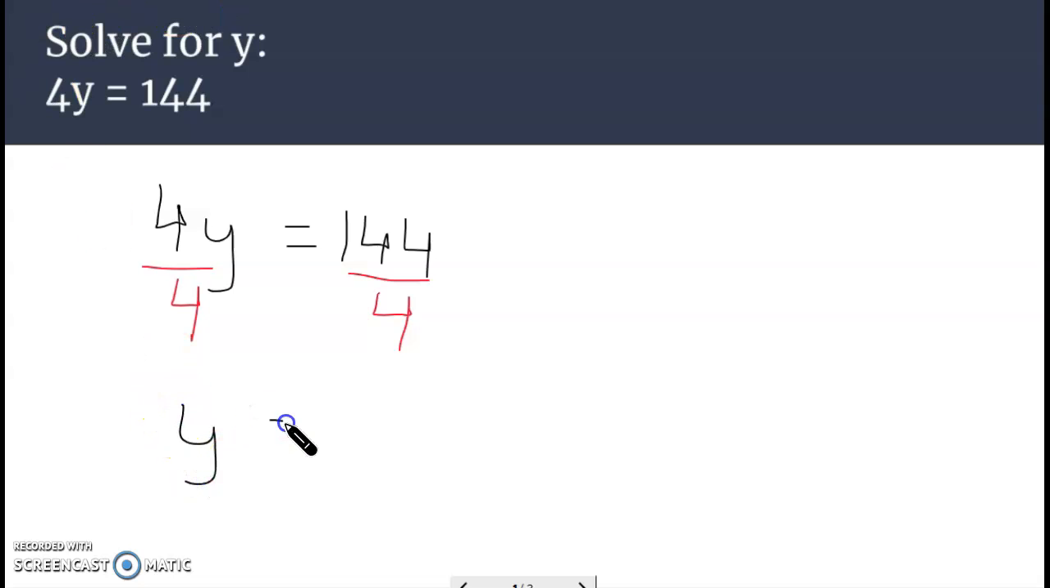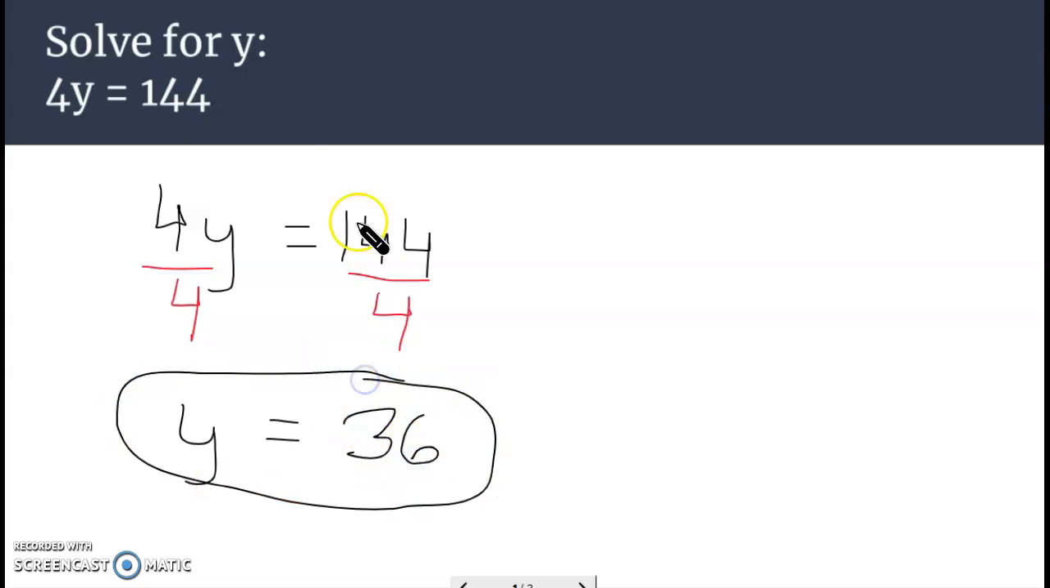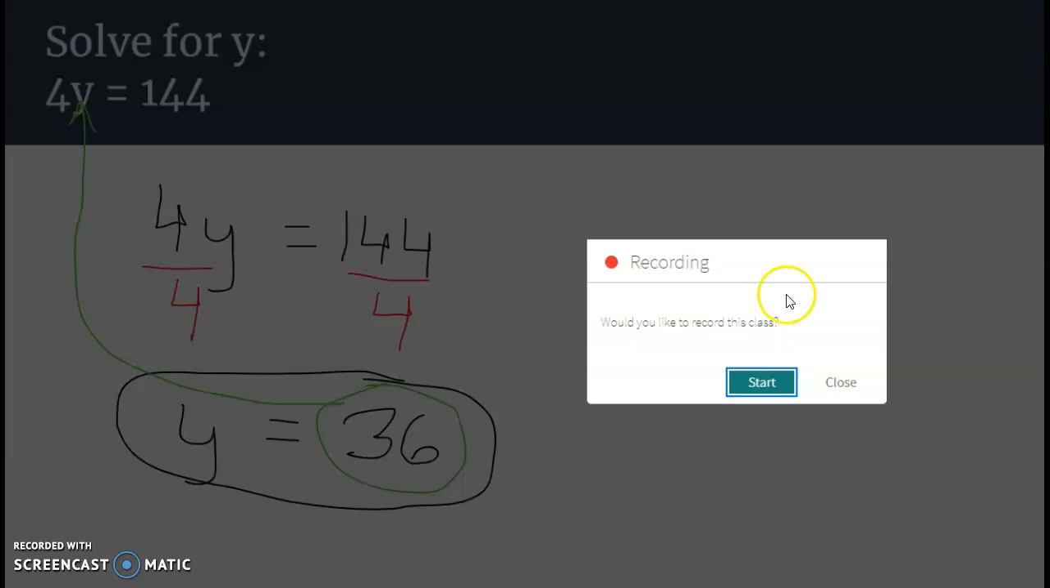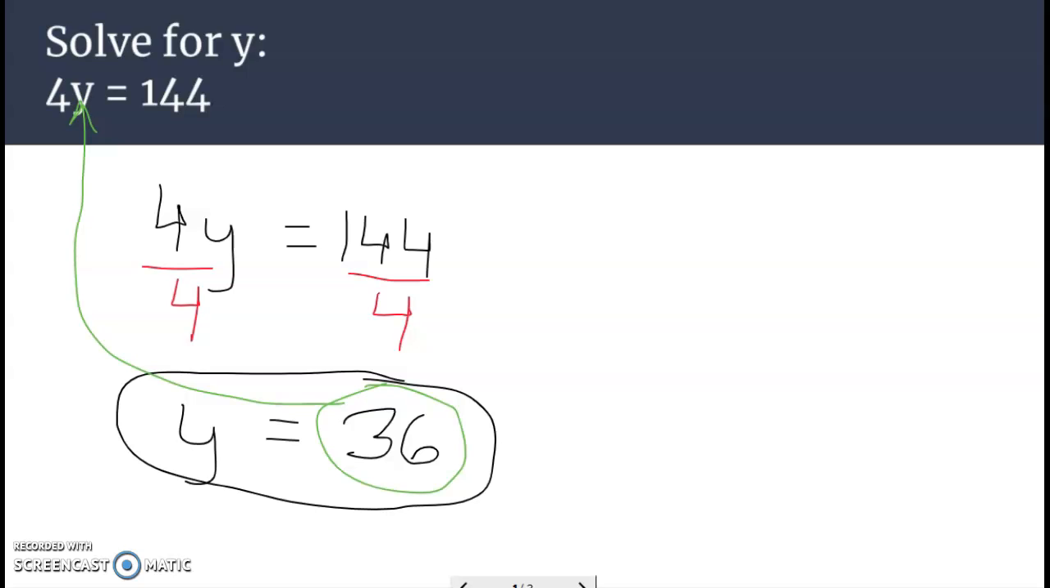Y is now alone, it's by itself. 144 divided by 4 is 36. So the answer to this problem is 36. Please keep in mind you can take the answer and substitute it back in to the original for the variable, and you would find that 4 times 36 is 144.